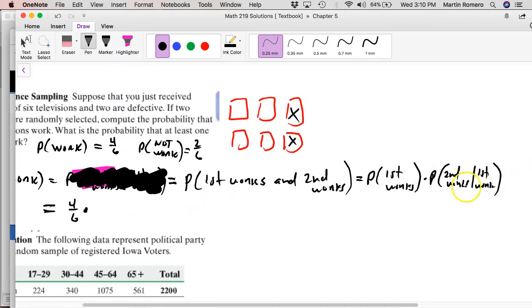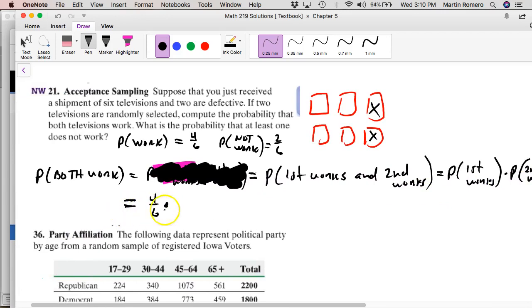Times the probability the second works given that the first one worked. So here's the subtle trick here. On this one, I'm going to multiply the probability the second one works, if we know the first one works, is... that we know this happened already. So then now there's only 3. This one works, so now there's only 3 out of 5 left that works. Since one of them works, if the one we chose works, then there's left 3 out of 5. And so then our answer is 12 out of 30, or 0.40.